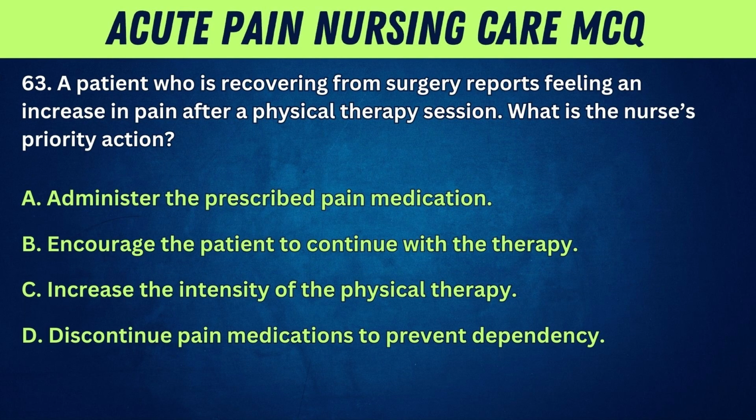63. A patient who is recovering from surgery reports feeling an increase in pain after a physical therapy session. What is the nurse's priority action? A. Administer the prescribed pain medication. B. Encourage the patient to continue with the therapy. C. Increase the intensity of the physical therapy. D. Discontinue pain medications to prevent dependency.